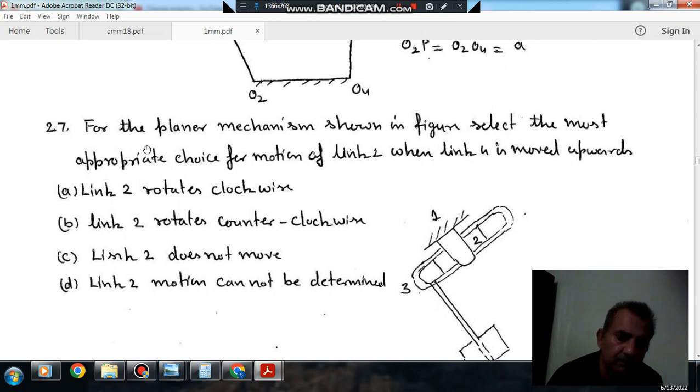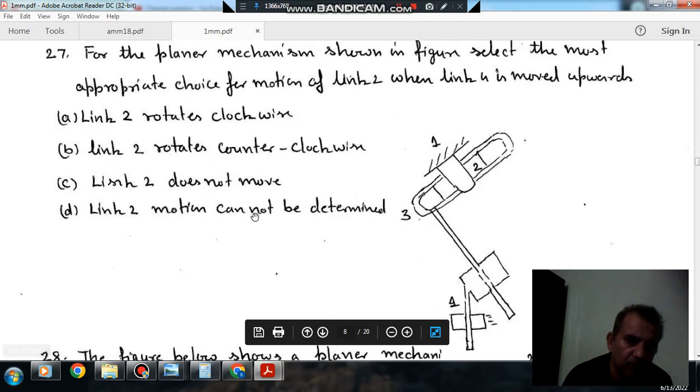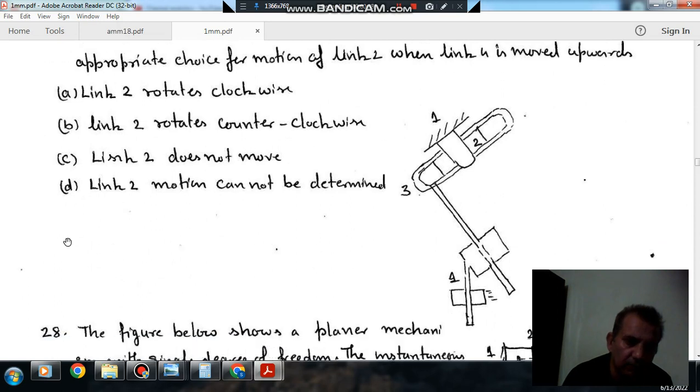Question number 27: for the planar mechanism shown in figure, select the most appropriate choice for the motion of link 2 when link 4 is moved upward. Option A, link 2 rotates clockwise. Option B, link 2 rotates counterclockwise. Option C, link 2 does not move. Option D, link 2 motion cannot be determined.